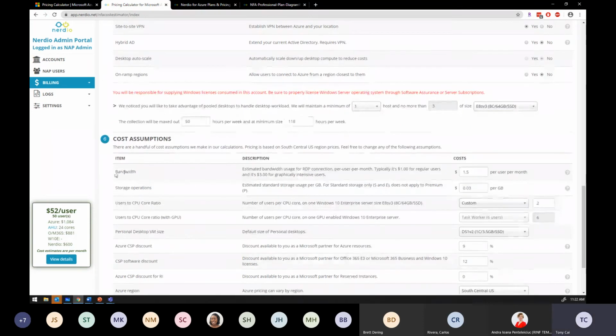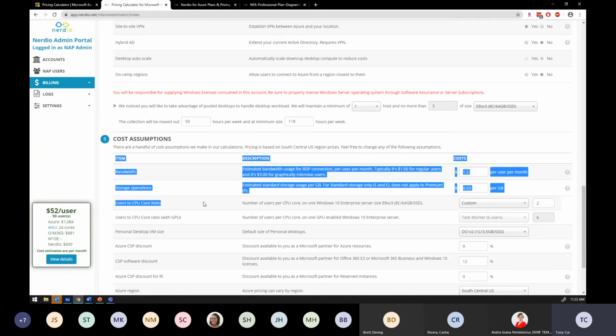All right, so we have to talk about bandwidth, right? So bandwidth using WVD is about $1.50 per user per month. So we already know that. You're just calculating for the pixels that are going in and out of the data center. All right, you have storage operations cost for non-premium disks at 3 cents per gig. We just talked about the user core ratio.